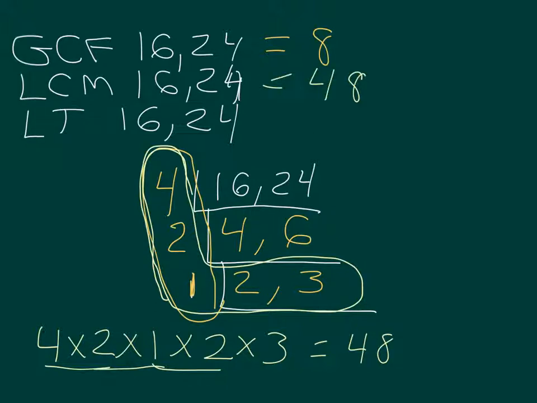And finally, the lowest term of 16 and 24 is right here. It equals 2/3. So I'm going to give you plenty of opportunities to work on these, give you lots of questions to master your ability of using the slide method, which is used to find the greatest common factor, the least common multiple, and of course the lowest term.